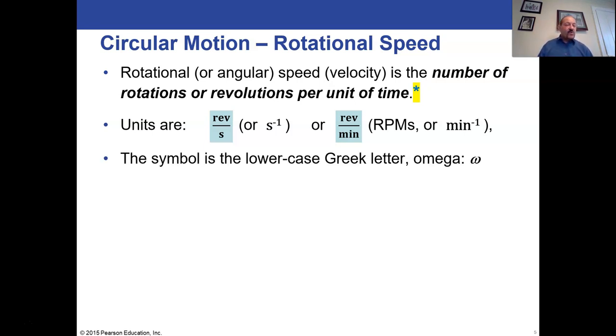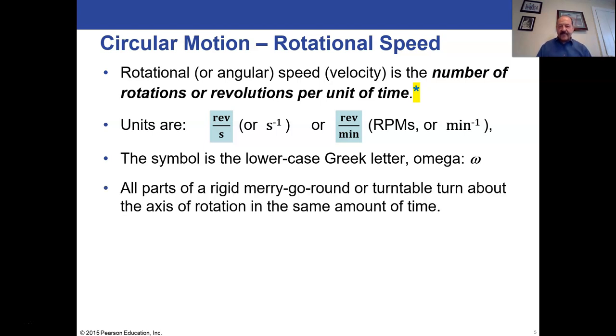So the symbol for rotational speed, remember, tangential speed or linear speed is just a simple V for velocity. But for rotational speed, we use the Greek letter omega. Omega looks like a curvy W. It is not a W. It is the omega. It's the lowercase letter of the last letter of the Greek alphabet.